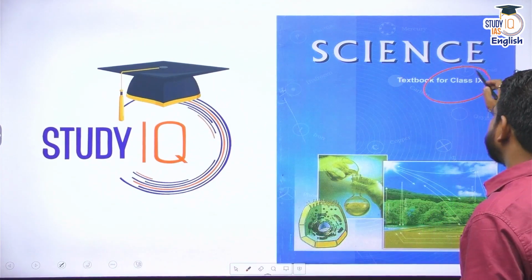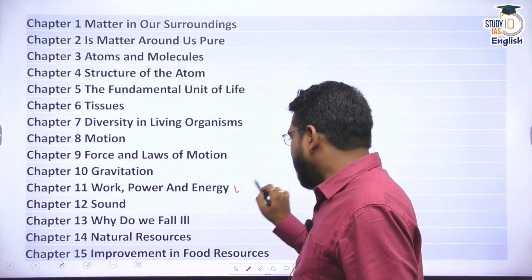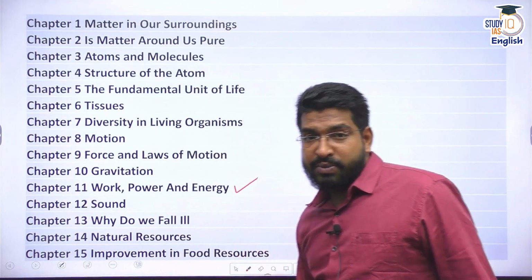Let's continue our discussion of the NCERT Science series. We are discussing the Science textbook for class 9, and today's agenda for discussion is chapter 11, that is work, power and energy.